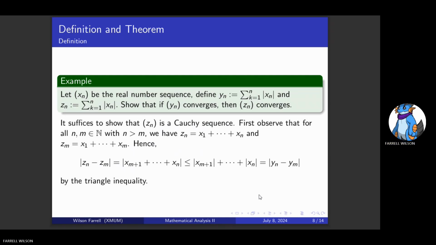Cauchy sequence. And in order to do so, we need to observe that for all m in N with n greater than m, we have zn equals x1 plus until xn, and zm equals x1 plus until xm. Hence, we can subtract zn with zm, which equals xm plus 1 plus until xn, which is less than or equal to the absolute values xm plus 1 until xn, which equals yn minus ym by the triangle inequality.